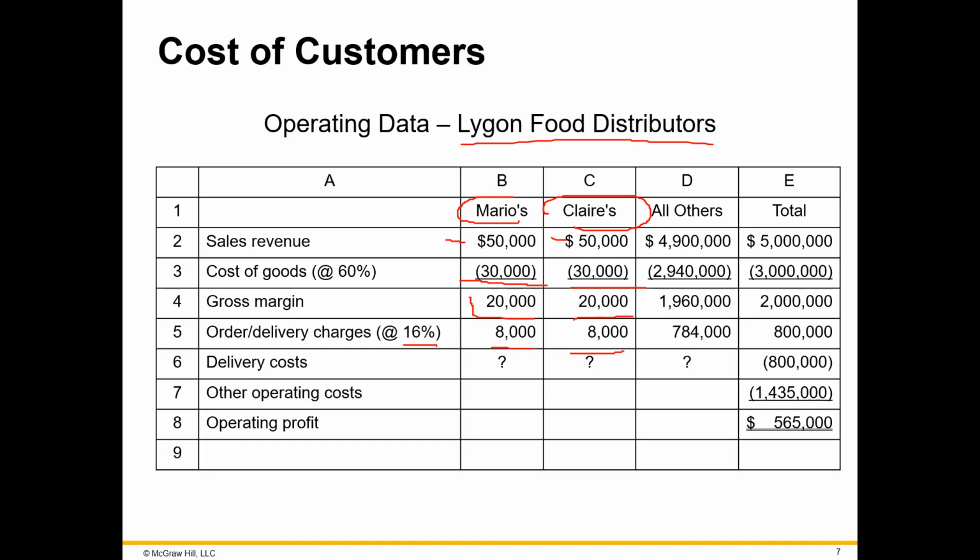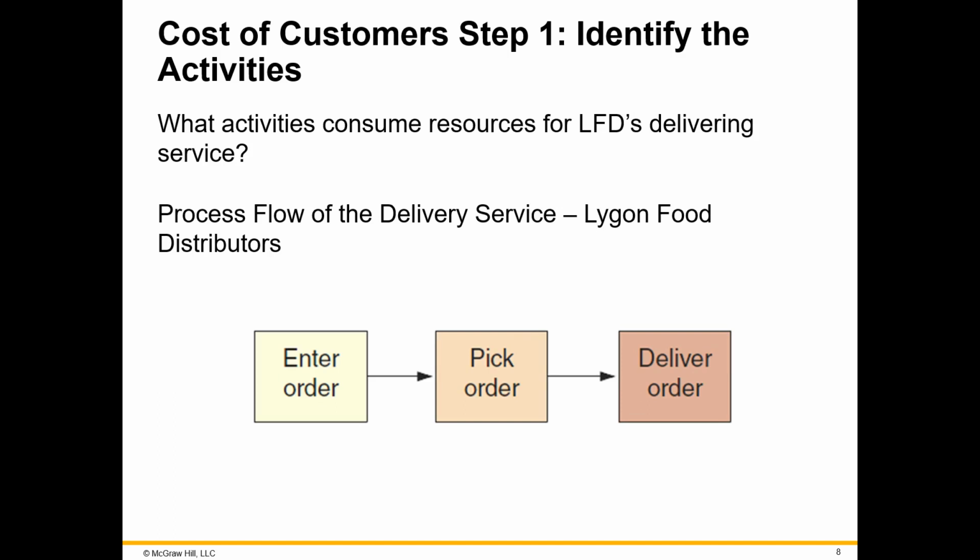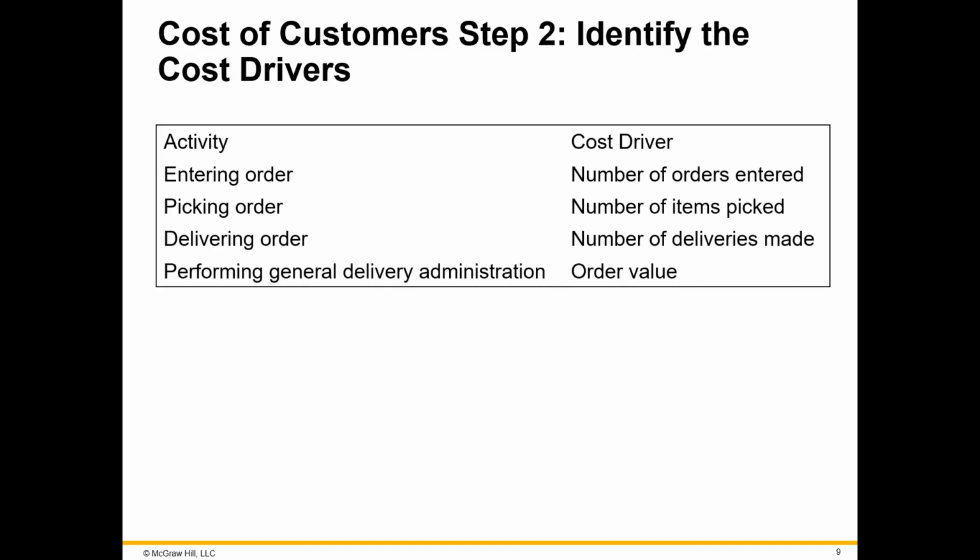And so we're going to break down these deliveries into 3 different activities: entering the order, picking the order, and delivering the order. We've determined that for entering the order, the number of orders entered is a good way to track that cost. For picking the order, it's the number of items picked. And for delivering the order, it's the number of deliveries made. And then there's a 4th cost driver, general delivery administration, and that's going to be based on the value of the order.